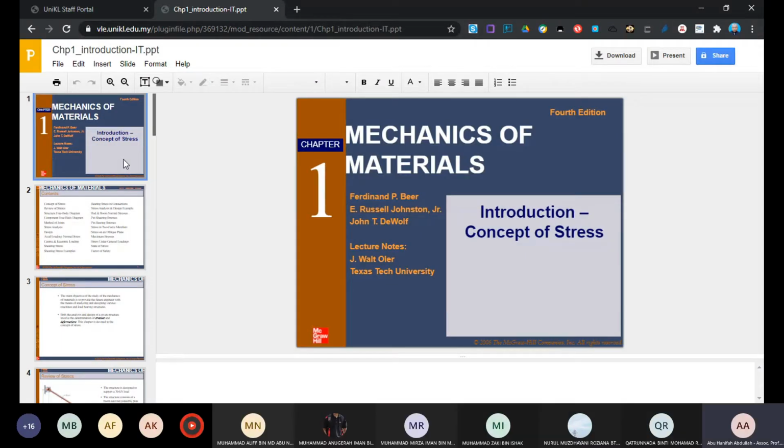This is from the book. The author is Ferdinand P. Beer, E. Russell Johnston, and John T. DeVoe. So this is the book that we use, and we use this slide. We will use this slide throughout the course.